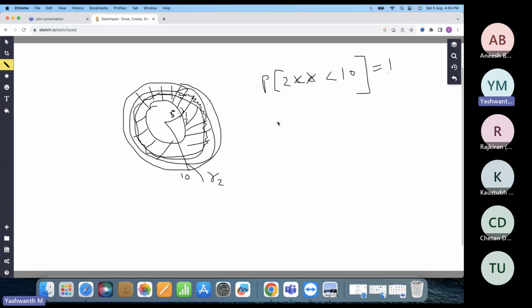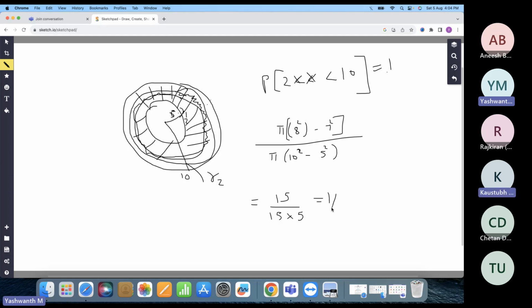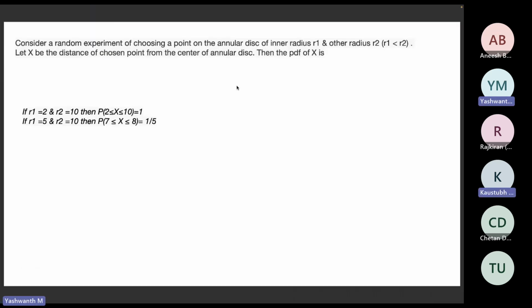So this is very simple. I mean, here the desired area you have to compute, right? Desired area is pi times 8 square minus 7 square. And the total area that you can sample the point is pi times 10 square minus 5 square. Right, so this is nothing but the above one is 15 times 1, the bottom one is 15 times 5. This is equal to 1 over 5. Okay, so this is it.